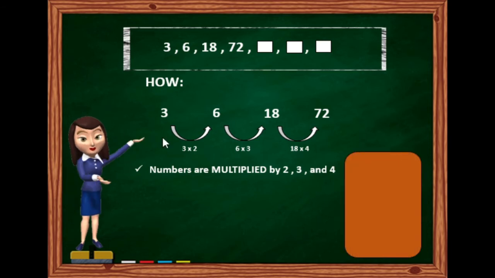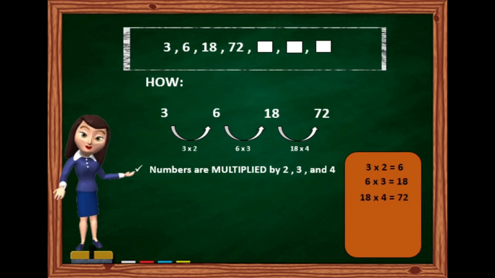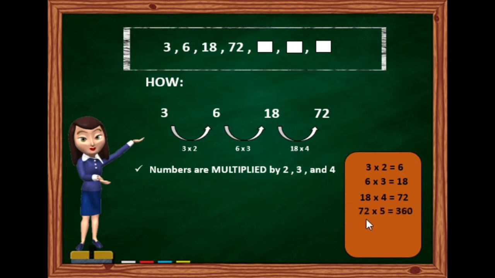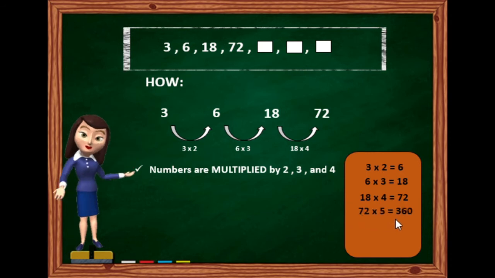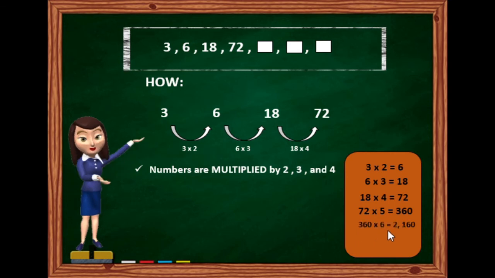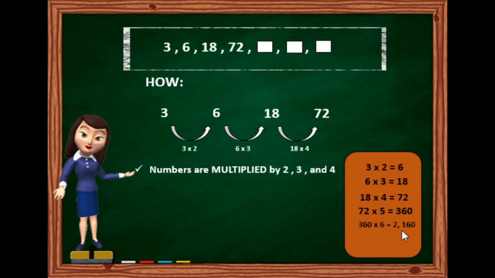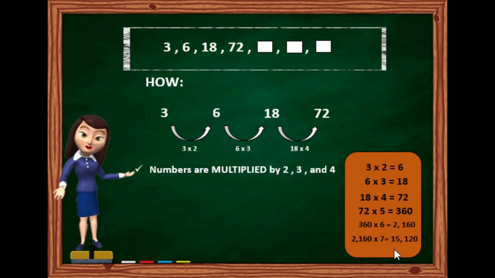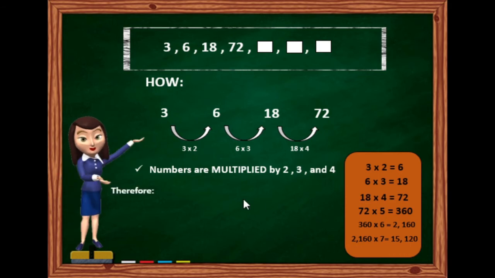So for the next numbers, what's next after 4? We have 5. So it's 72 times 5 equals 360. 360 times 6 equals 2,160. 2,160 times 7 equals 15,120. Therefore, the next 3 digits are the following.